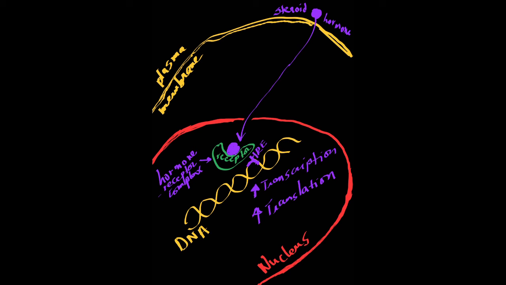Second important feature about steroid receptors is that they invariably cause an increase in gene expression, upregulate gene expression. And third important feature is that the receptor is always going to be intracellular. Okay?